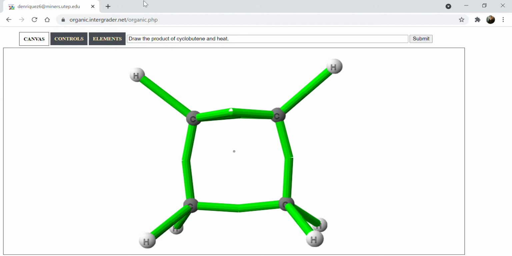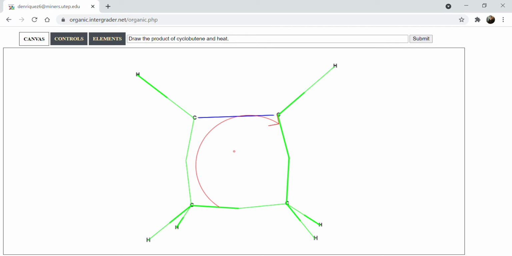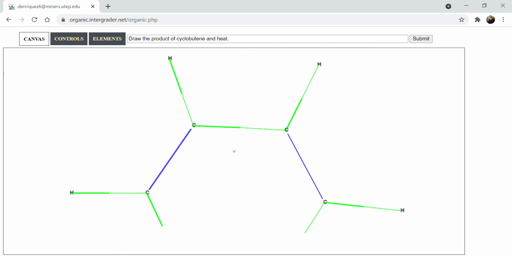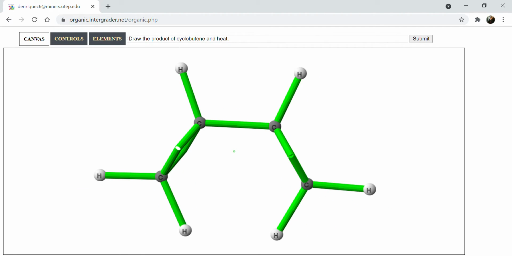Okay, I have my cyclobutene ring, and then it's going to react with heat. So this is just going to make a chain. I'll go ahead and move this bond over here to this carbon, move this one over here, hit arrange. And let me see if I have this in my notes. Okay, yeah, this is one that he went over in his video. So you're just doing the opposite, you're making the chain.